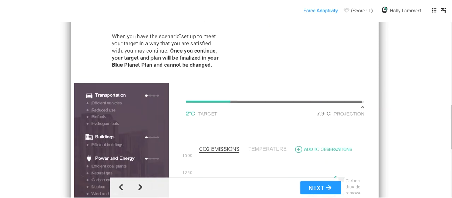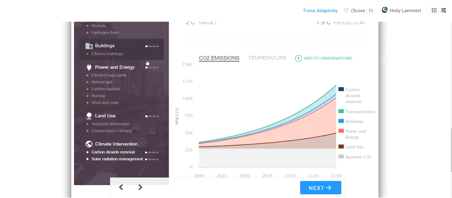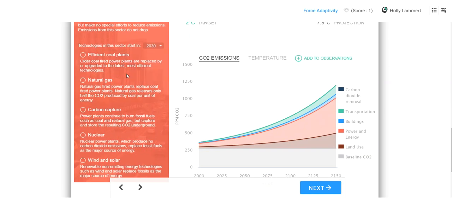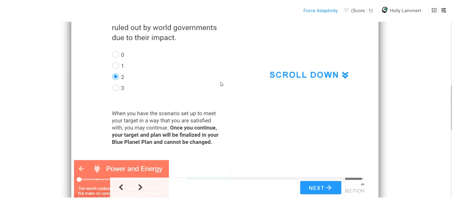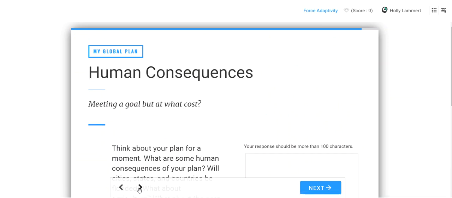Okay, once you have the scenario set up to meet your goal, in the way you're satisfied, you may continue. Once you continue, your target and plan will be finalized in your Blue Planet report and cannot be changed. Okay, so go ahead and toggle through each one of these. Which ones do you want to select? What do you need in order to reach that goal? And you can pause this recording. I'm just moving through so you get the directions.